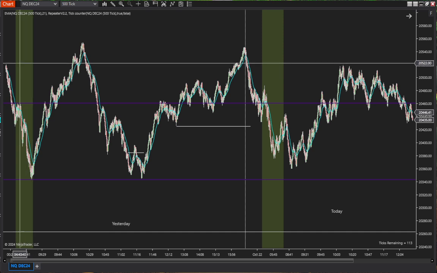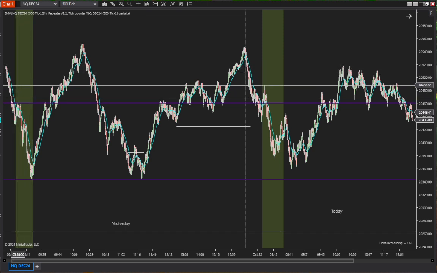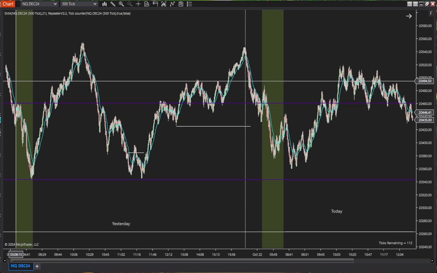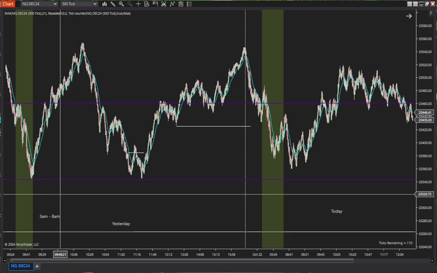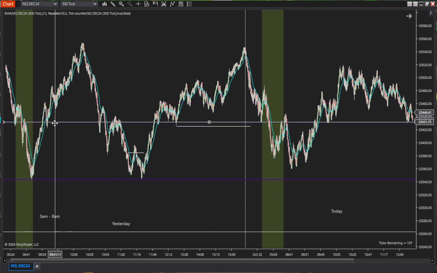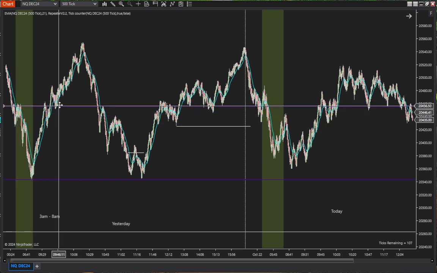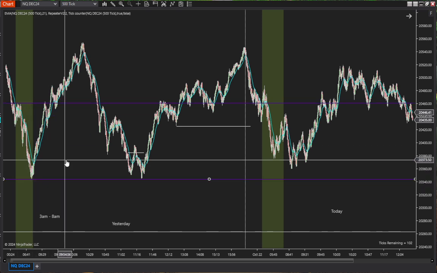I have a green area here charted, and I keep this here just for my ease of access. This is my London zone. So my London session, and it's specific times that I care about. This London session is 3 a.m. to 8 a.m. And I only have 3 a.m. to 8 a.m. highlighted here. That's so I can just easily find my high, drag up my London high, find my London low, and drag down my London low, right?